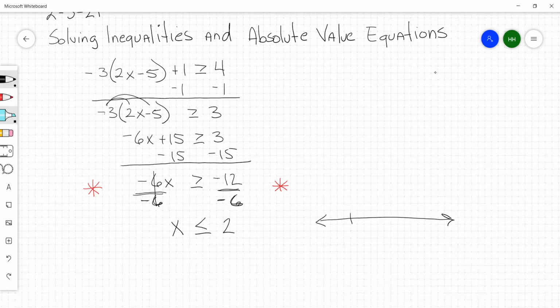And we've got 0 and we've got 2. It's or equal to, so it's a closed circle. And we are going, the variable's on the left, so we're going the same direction as the inequality. Right here, be careful. Here to here.